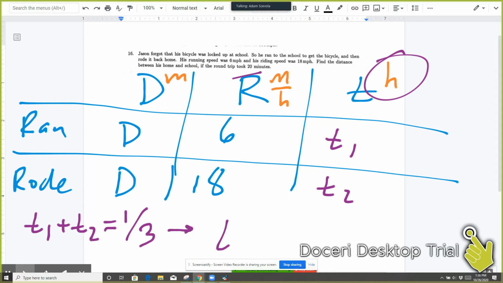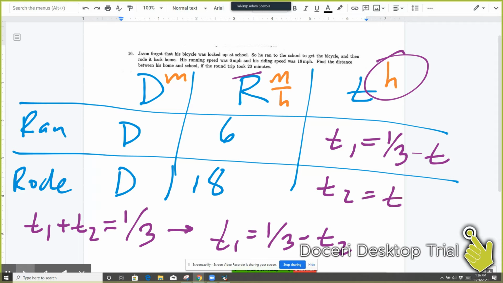So we can express the time he was running as 1/3 minus the time he was riding his bike. All right, so we'll call this 1/3 minus T. And I'll just let this be T from now on, so we don't have to write the little 2.